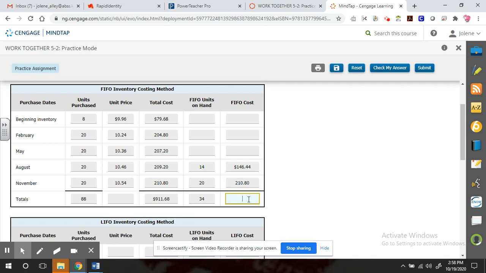Now I add these together, and I have that my ending inventory is worth $357.24. So I took the cost of those 14 plus the cost of the 20 and added them together.